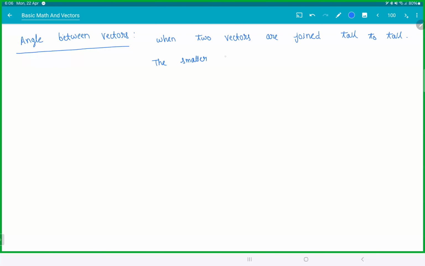Let me give an example. This is how we defined it, right? For example, if this is a bar, you have to join both the vectors tail to tail. And this angle is called the angle between the vectors. For example, if someone gives you a bar and b bar like this, and says this is 120 degrees, what is the angle between the vectors?